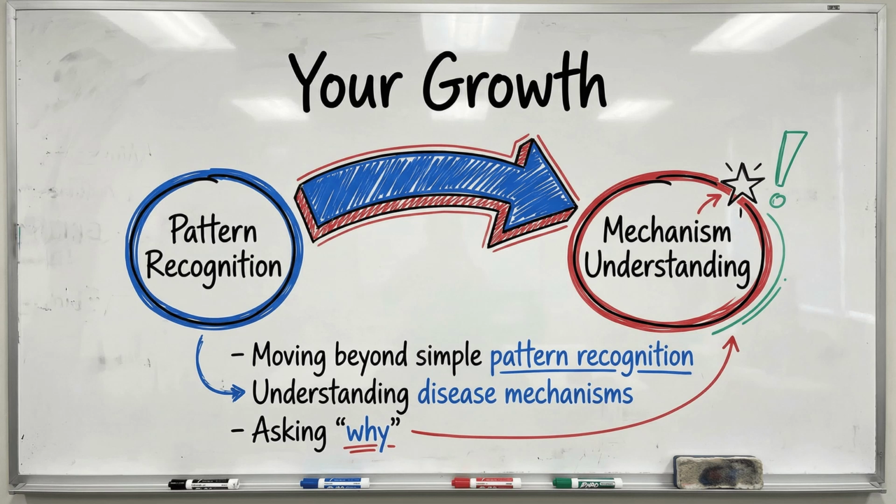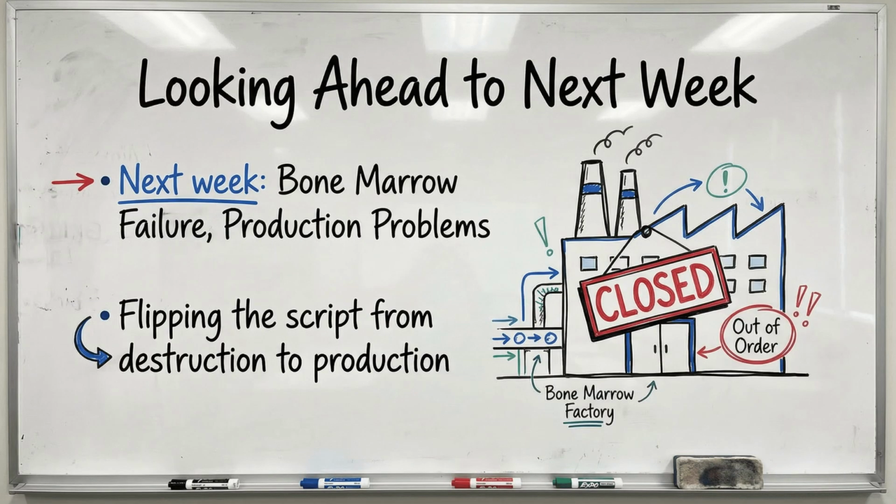It's about critical thinking, not just rote memorization. You're developing the diagnostic intuition that comes from understanding the how and why. With this new perspective, let's briefly look at what's coming next week. Now that we've thoroughly explored the world of red blood cell destruction, we're going to pivot next week. We spent today focusing on what happens when red blood cells are destroyed too quickly.